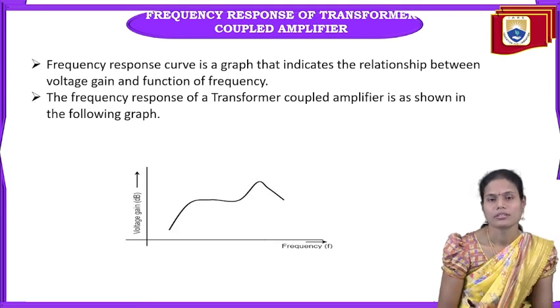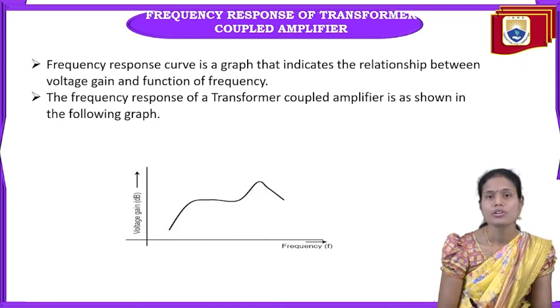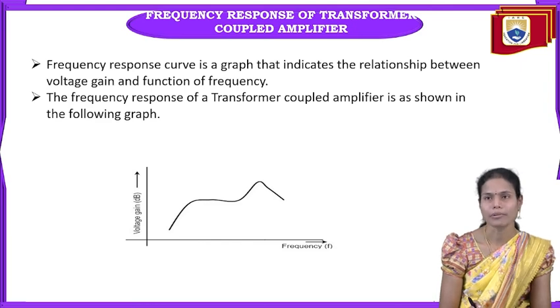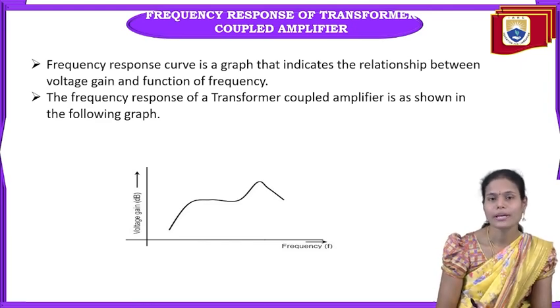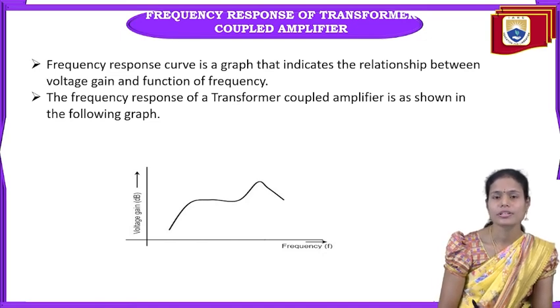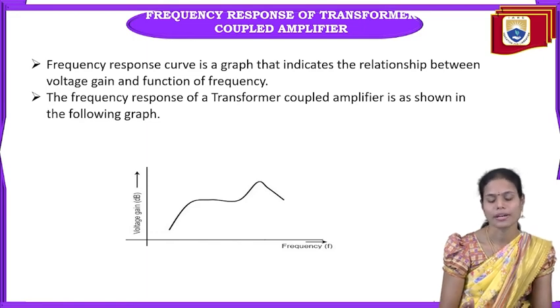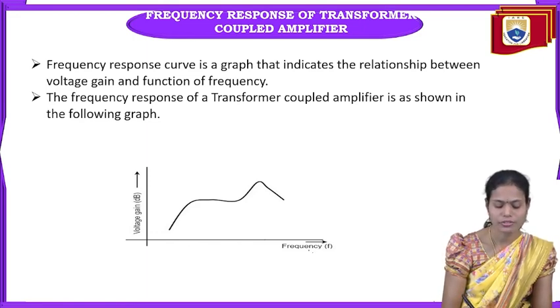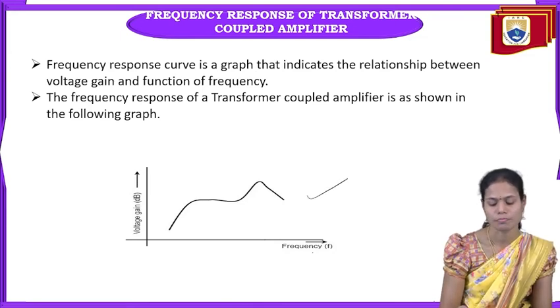So we have seen the analysis of the transformer coupled amplifier in the mid frequency range, in the low frequency range, as well as in the high frequency range. Now we will see the frequency response of the transformer coupled amplifier. What is meant by frequency response? Frequency response indicates the relationship between the voltage gain and the frequency of the applied signal. That's why we take frequency versus voltage gain in dB as the frequency response.